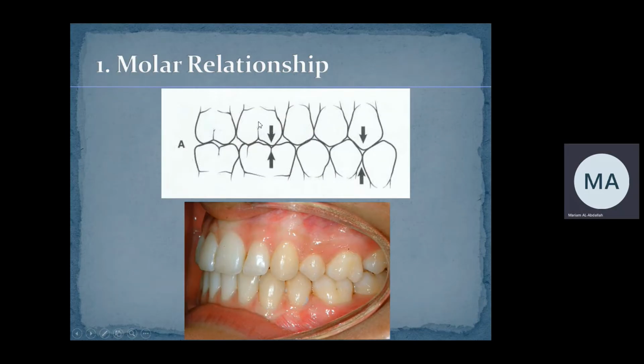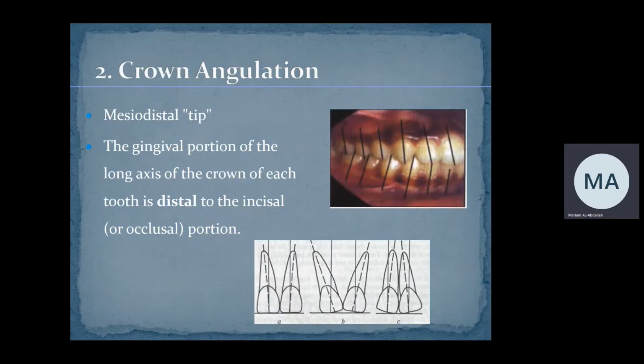So the mesiobuccal cusp of the upper 6 fitting in the mesiobuccal groove of the lower, this is what we call class 1 molar relationship, and the distal slope of the distal buccal cusp of the upper 6 in contact with the mesial slope of the mesiobuccal cusp of the lower 7 makes this relationship Andrews' first key to normal occlusion. The second key is introducing us to another terminology, that is crown angulation.